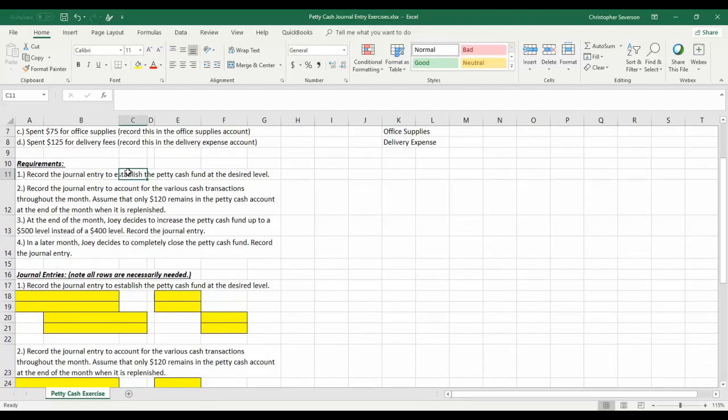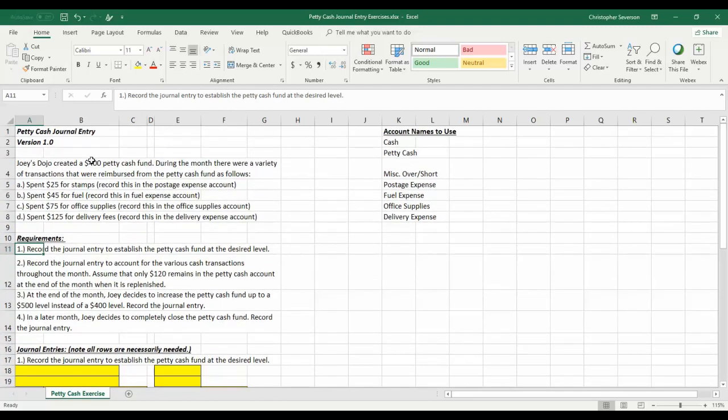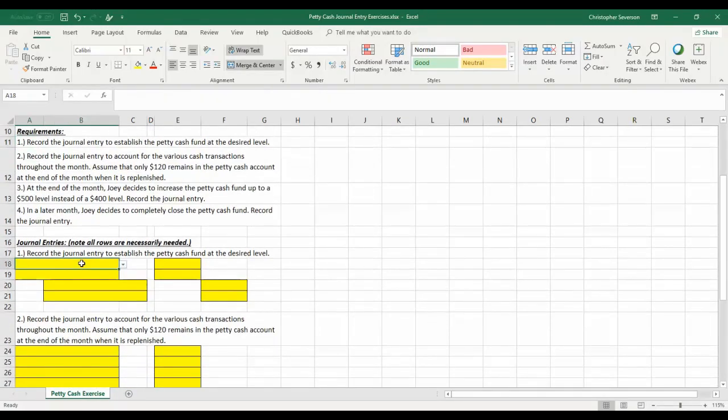So first of all, let's take a look at number one. We're recording the journal entry to establish the petty cash fund to the desired level, which is $400. Now, petty cash is an asset, just like a regular cash account. What we're basically doing with this journal entry is we are increasing the petty cash and decreasing cash. We're moving money from one asset to another.